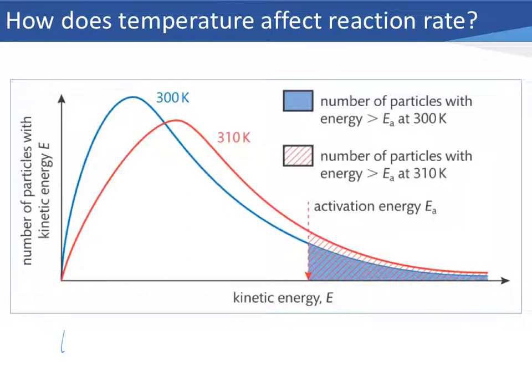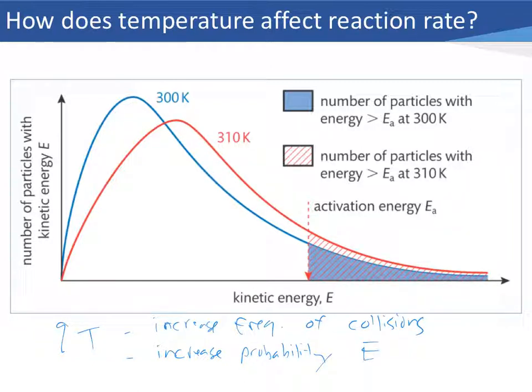So if I increase the temperature, the particles move faster. And so if I increase the temperature, I increase the frequency of the collisions. That's thing number one. But thing number two is I increase the probability that the energy of the particles in the collision will be greater than the activation energy. So increasing the temperature is a twofold reason for increasing the rate.